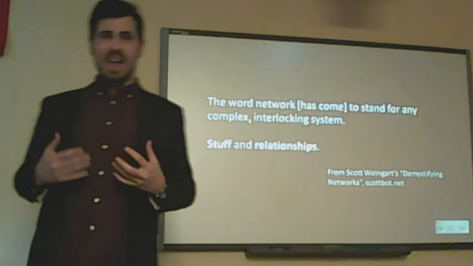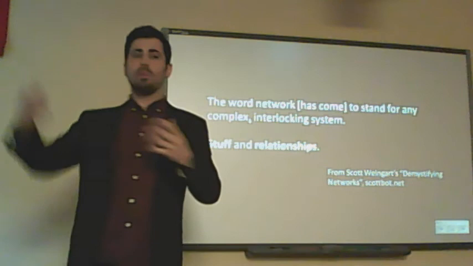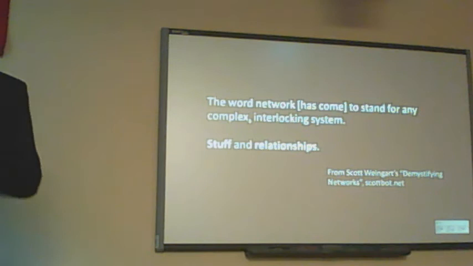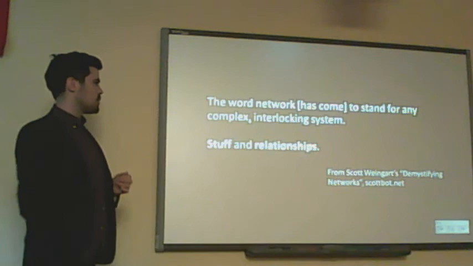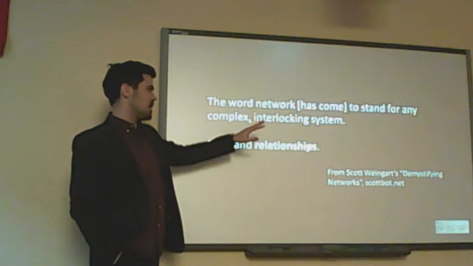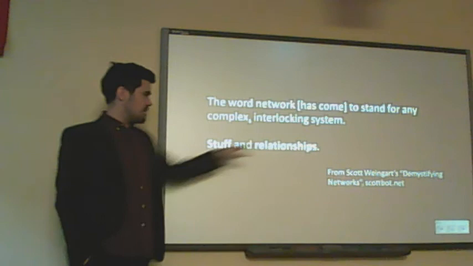And again, a brief description of network analysis. Network analysis is very much just about visualizing and analyzing the relationship between various nodes. And by a node, we mean some entity, so people, for example. This is the definition that Scott Weingart offers on his wonderful blog ScottBot, where he basically says that network analysis is about interlocking systems between stuff that represents stuff and relationships. So essentially, in our case, the stuff will be the authors and their publishers, and the relationships will be the relationship between the author and publisher.